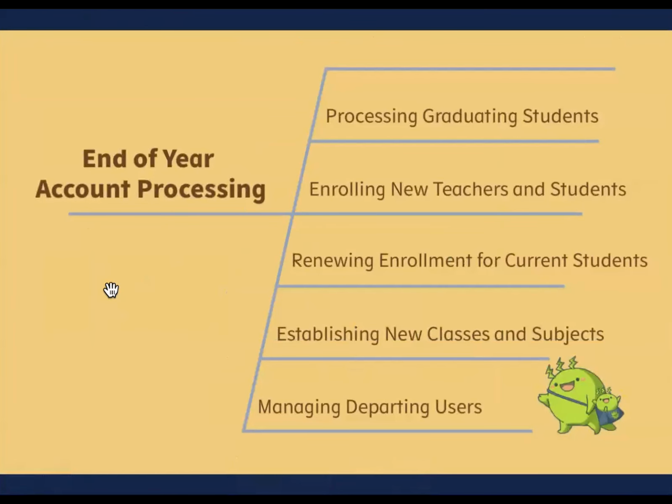So finally, end of year account processing. The steps are process graduating students, enrolling new teachers and students, renewing enrollment for current students, establishing new classes and subjects, and then managing departing users. For the first step and the last step, if you don't have any students who graduated this year, you can skip it. Or if you don't have any departing users, you can skip it too, but you do have to click on it before we skip it.